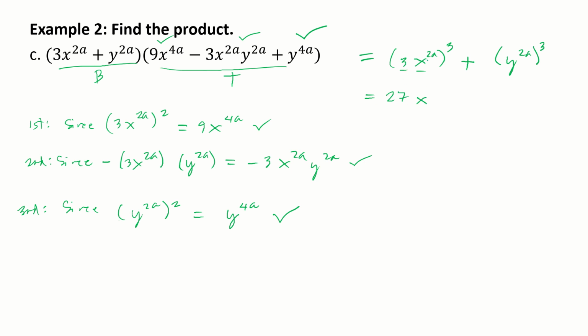Then x, multiply the 2a and the 3. 2a times 3 is 6a. Plus the y, the exponent is 2a, so we multiply it with 3. That's the power rule from laws of exponents. 2a times 3 is 6a. And this is the final answer.